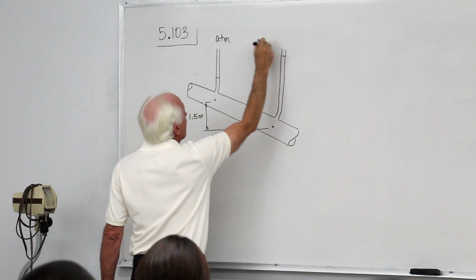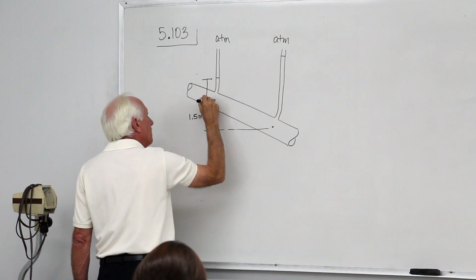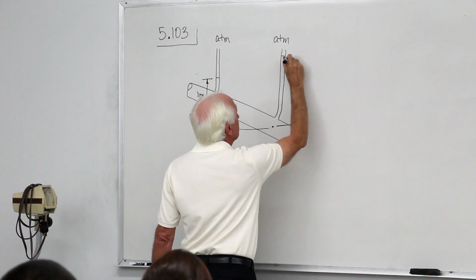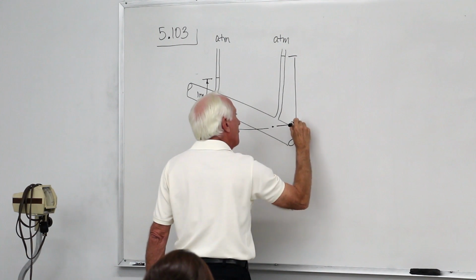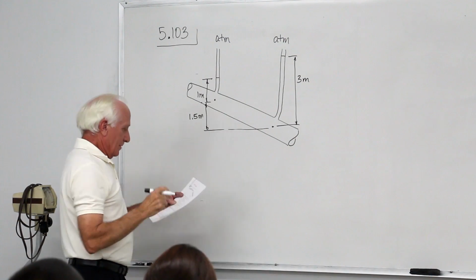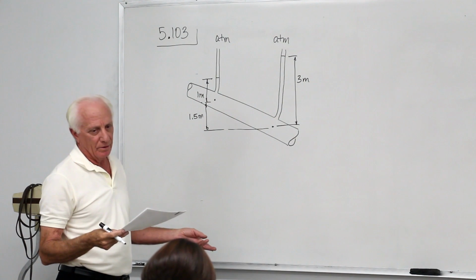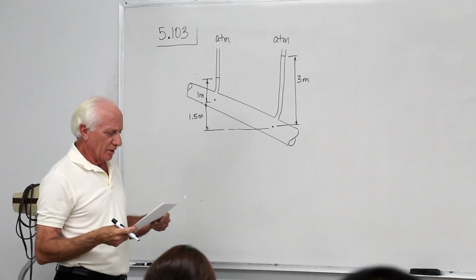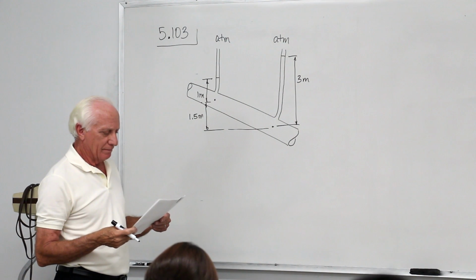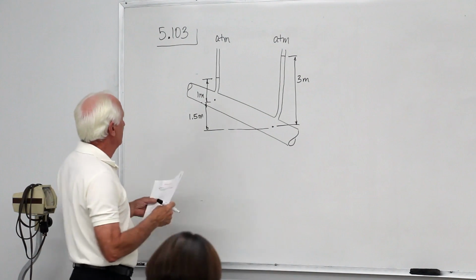Atmosphere. This is 1 meter. This is 3 meters. Okay, incompressible liquid. We don't know what it is. Water, oil, whatever, we don't know. Flows along the pipe. Determine, oh, let's see. I don't know if we need that. 0.75 meter diameter.